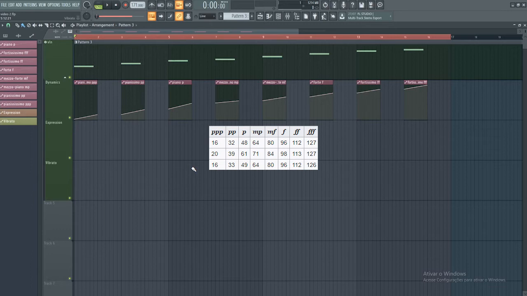Okay, so this is very important. We must remember this because this is basically what we'll be using. Be sure to understand this, and let's take a listen to each of the dynamic markings.